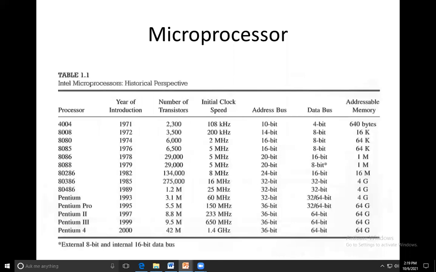Next is the historical evolution of the microprocessor. Here are the processors: 4004, 8008, 8080, 8085, 8086, then 8088, 286, 386, 486, Pentium, Pentium Pro, Pentium 2, Pentium 3, Pentium 4. Then the year of introduction, the number of transistors present, the initial speed such as 5 megahertz, the address bus, the data bus, and the addressing memory that you can store. The processor has some memory.